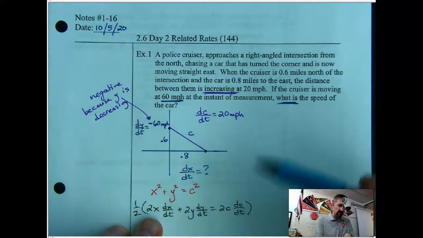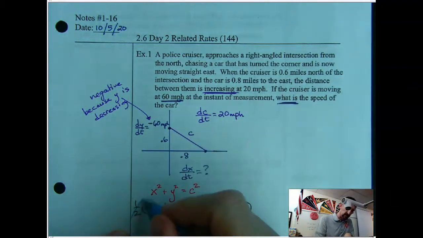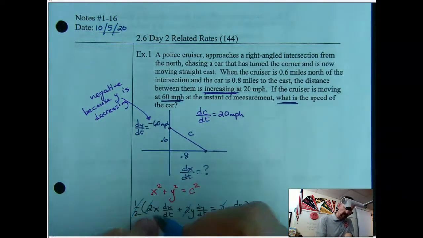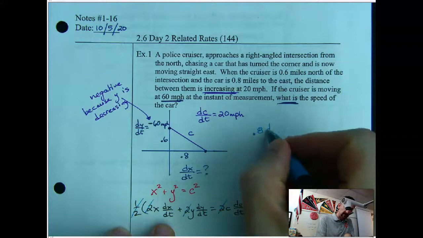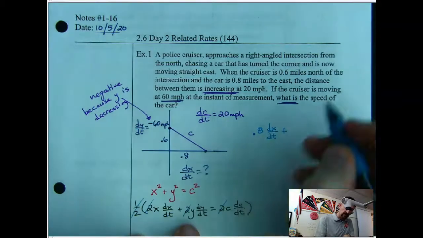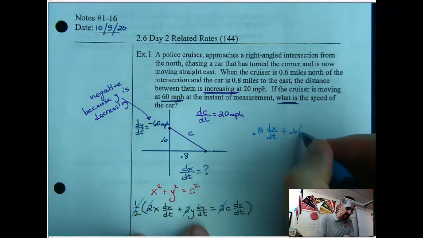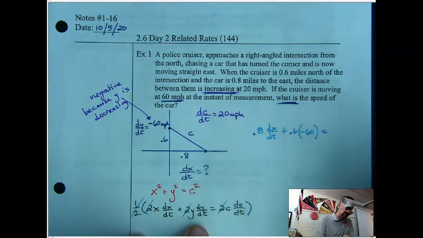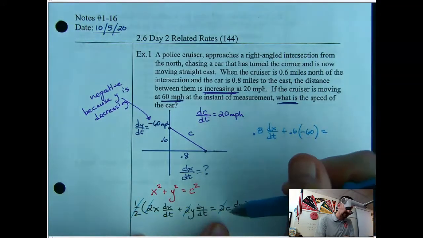Okay, so now we want to evaluate. Step five is to evaluate it all with the information. So x is 0.8. The two's gone. So we have 0.8 times dx/dt, which is what we're trying to find, plus y, which is 0.6, times dy/dt, which is negative 60. And over here, we have c times dc/dt. So we know dc/dt is 20. So the question is, what's c?